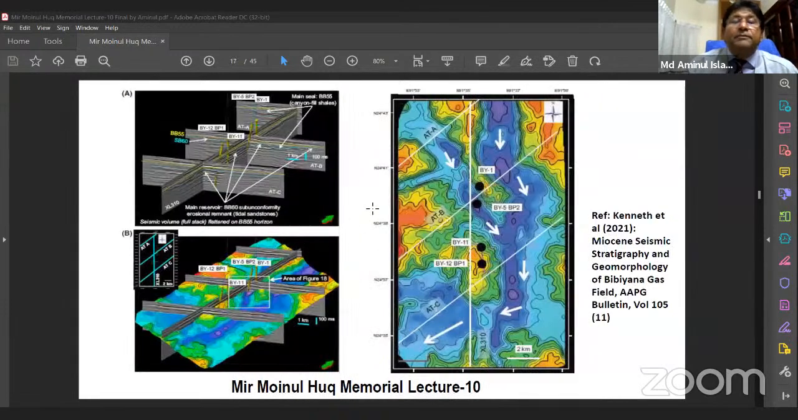Now look at this picture here. Fantastic picture. You can see that all the paleochannels are really visualized, and you can see the flow direction from north to south, like a braided channel. That means a lot of channels or paleo canyons are available in Bibiana field. So it's not that Bibiana is an isolated case. Bibiana is a part of the whole basin. So if something is inside Bibiana, probably further down from Bibiana or further left, right, similar events are available.